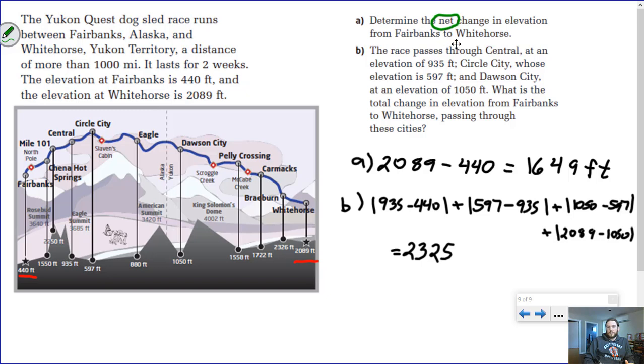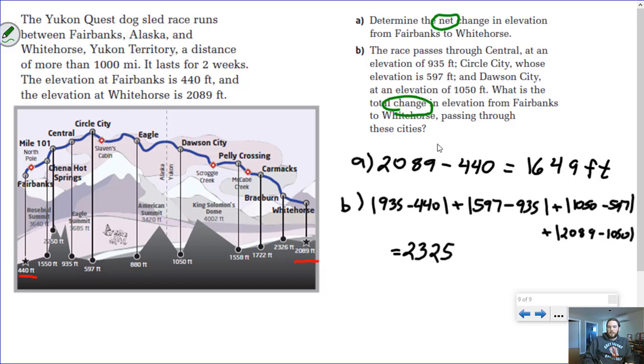Now, part B, the race passes through Central, an elevation of 935 feet, Circle City, whose elevation is 597 feet, and Dawson City at an elevation of 1,050 feet. What is the total change in elevation from Fairbanks to Whitehorse passing through these cities? So again, it wants the total change. It doesn't care if the change is up or down. All it cares about is how much did the elevation change over the course of the race. So in this case, because we don't really care about the sign, whether the elevation goes up or down, we just care about the change, then we're dealing with absolute value brackets.